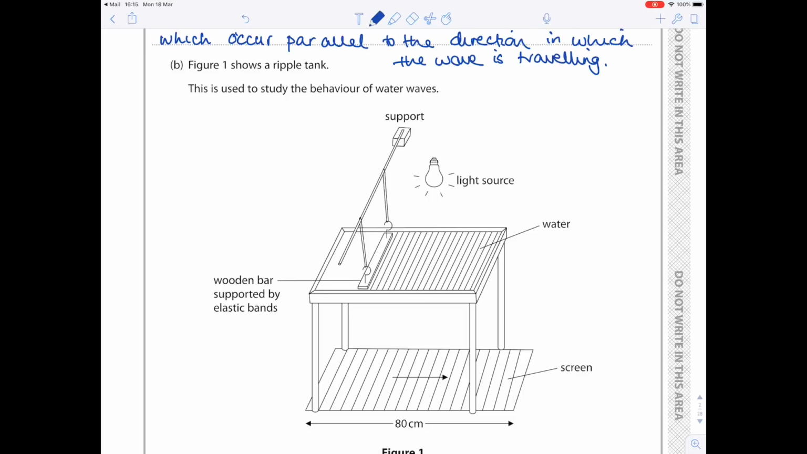B. Figure 1 shows a ripple tank. This is used to study the behaviour of water waves. So let's have a look at what we've got. Well, we have a support which has a wooden bar hanging off it, and I think that's going to be what's creating the waves on the water. And then you have a light source which is shining down and it's creating shadows of those water waves onto the screen below, and we have a length given as being 80 centimetres.